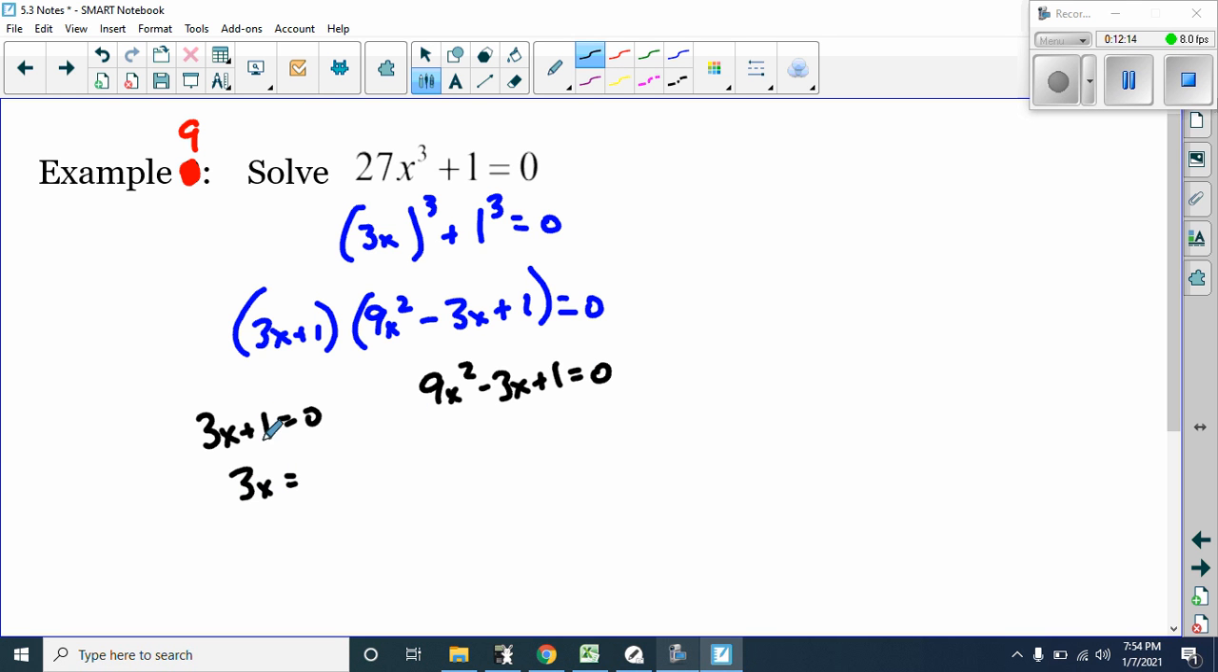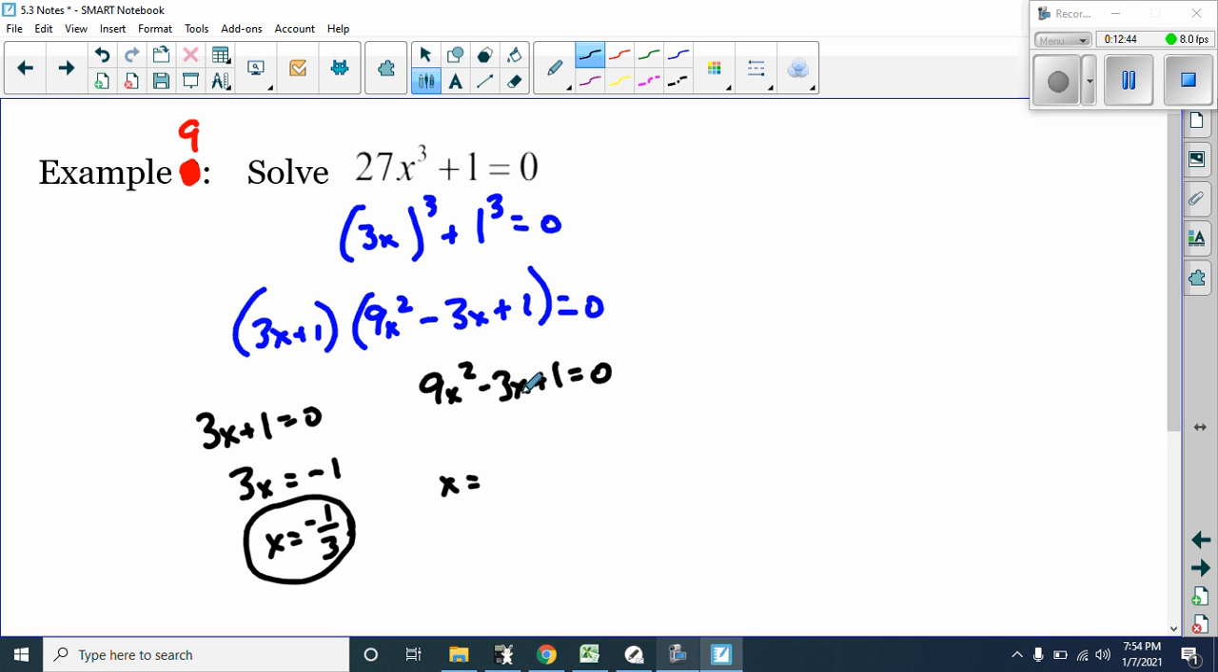And then solve. This one's easy to solve. Minus 1, divide by 3. This one's more difficult to solve. I would always solve this using the quadratic formula. It is never going to be factorable. It always has imaginary solutions, so solving by graphing's out. Solving by using the quadratic formula is going to be the way to go here.